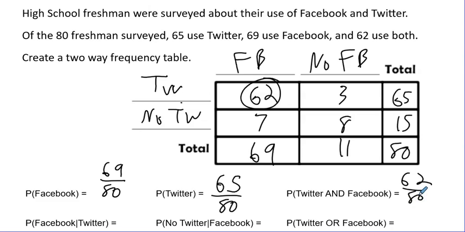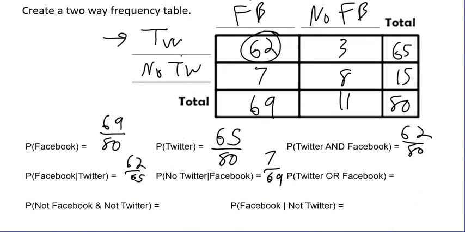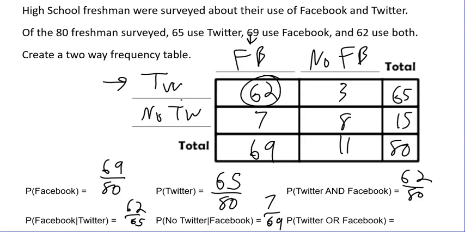Now we have the funky line. Facebook given Twitter, that means 65 is our denominator. Facebook, on that same line, is 62. No Twitter given Facebook. So Facebook here, the bottom number is 69. And in that same column, no Twitter is 7. And then the last one, or not the last one, then Twitter or Facebook.